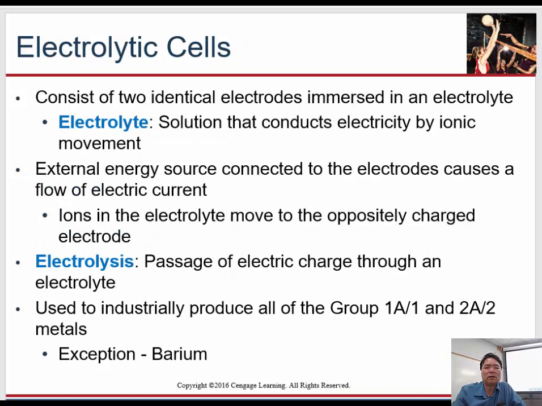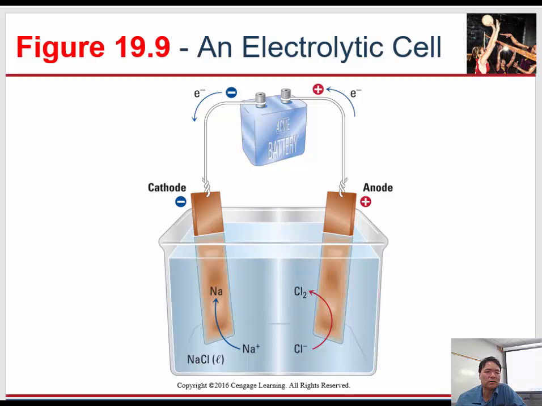The next type of cell are electrolytic cells. The electrolytic cells use electricity to drive unfavorable reactions. And so this consists of two identical electrodes immersed in electrolyte. Electrolyte is a solution that conducts electricity by ionic movement. So there's some electrolysis that occurs. And so let's skip all this minutia here and just look at an electrolytic cell here.